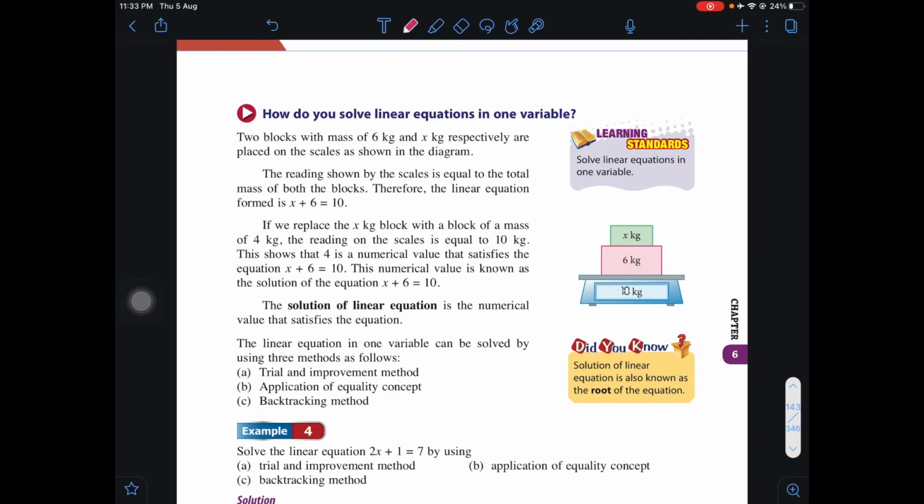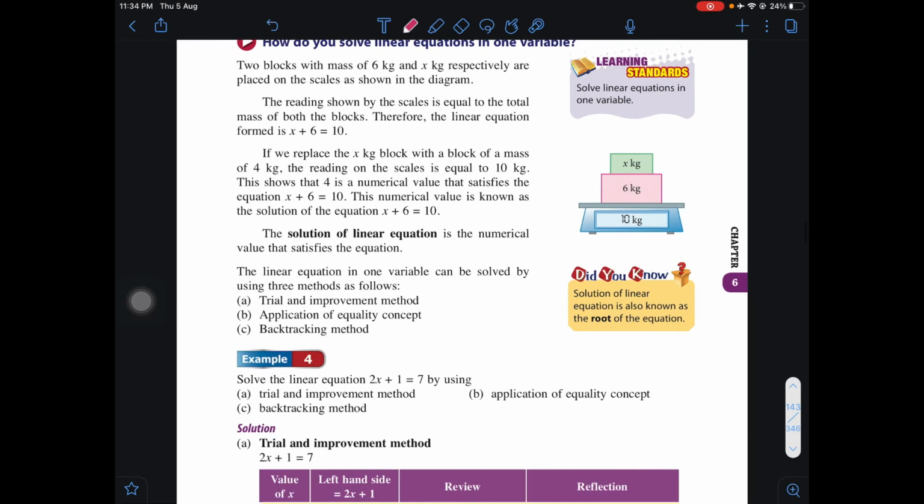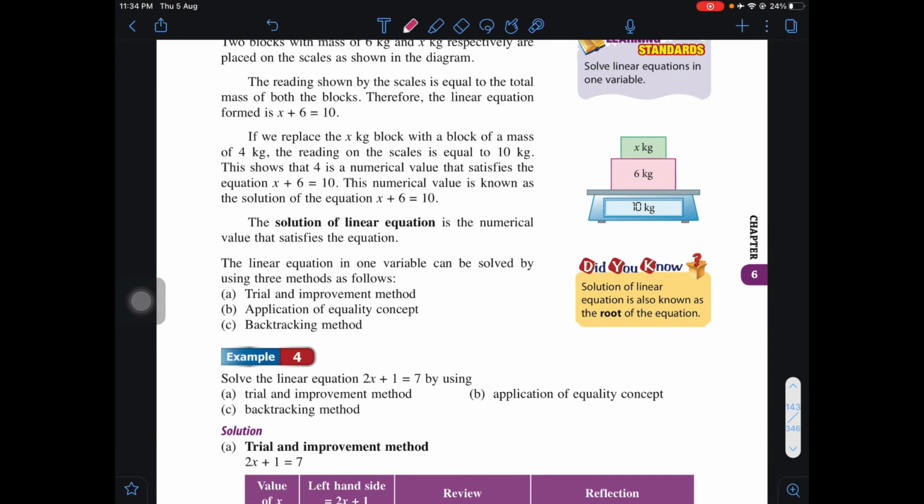Okay, continue. How do you solve a linear equation in one variable? For this one, you are going to solve. Solve means, for example, previously we know that x plus 2 equals 7. Solving means that you need to find the value of x. You need to find what x is. There are 3 methods that you can use: the trial and improvement method, application of equality concept, and backtracking method.